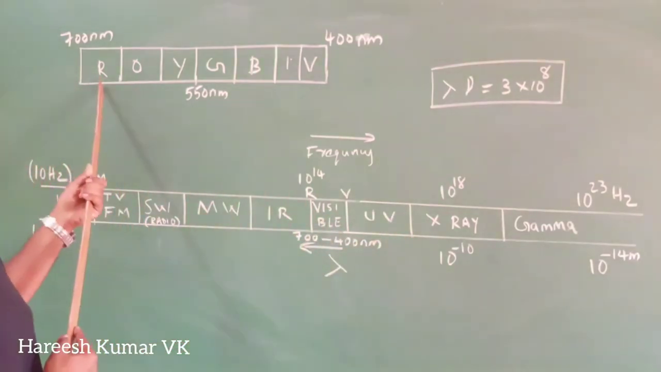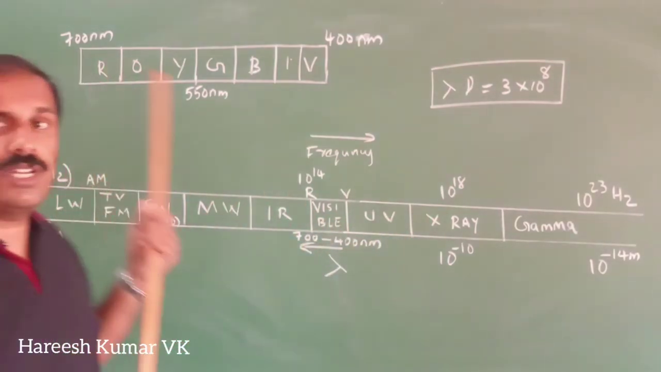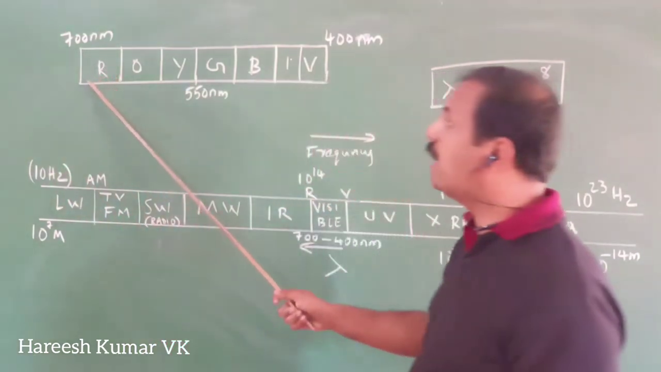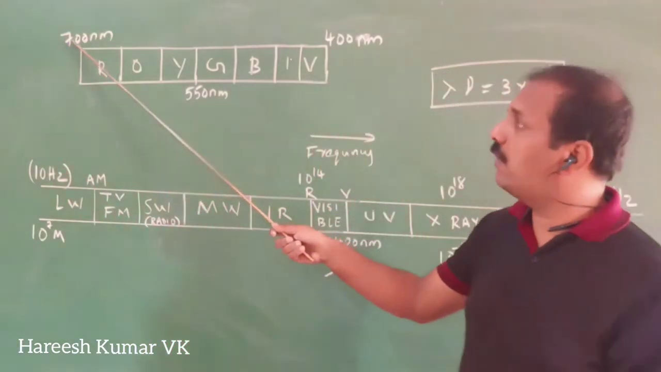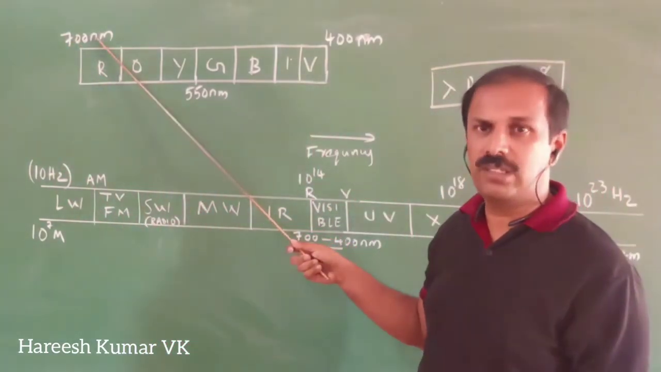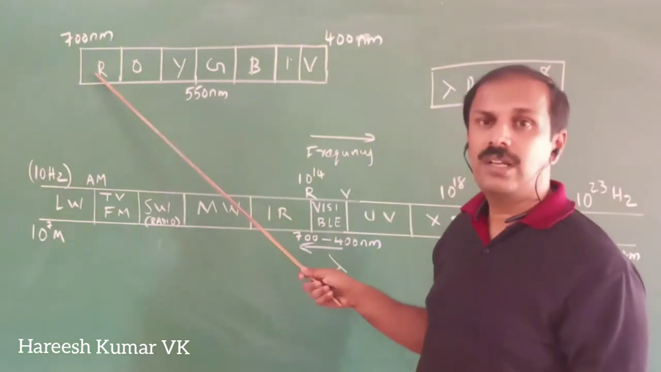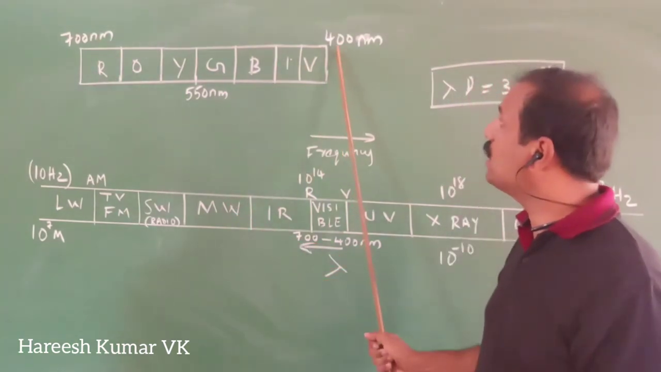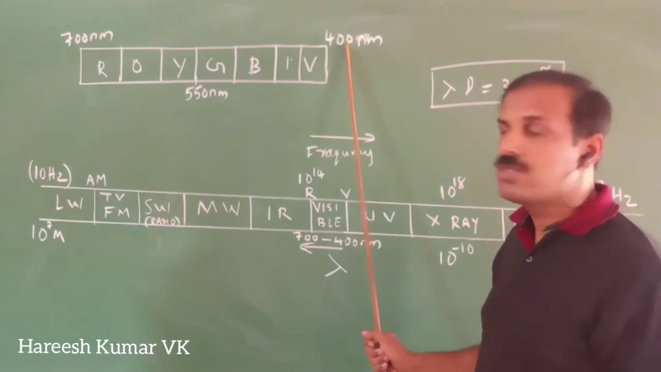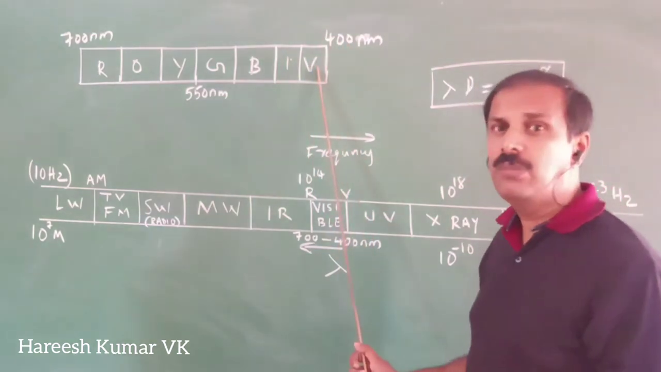So here the smallest frequency is red. When the frequency of red is small, the wavelength is the highest. That is, 700 nanometer is the highest wavelength, so that is red color. And here we can see violet color has 400 nanometer. So violet has more frequency.